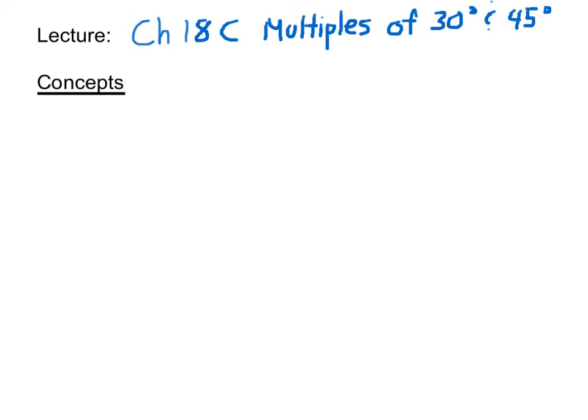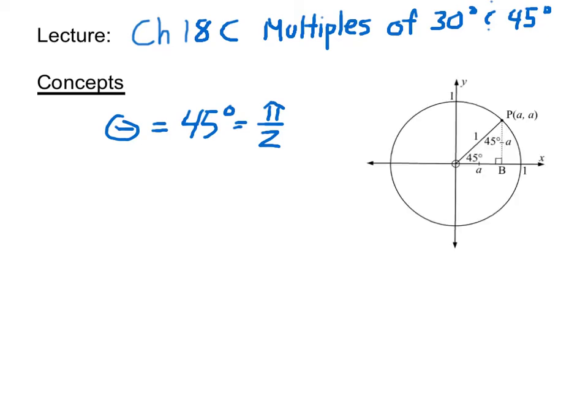In this video, we're going to look at Chapter 18, Section C on the multiples of 30 and 45. Let's consider the angle theta, 45 degrees. And we also know that this is equal to pi over 2 radians. Now let's look at a unit circle with a point that corresponds to an angle of 45 degrees. We can draw the lines OP, OB, and BP to form a right triangle.